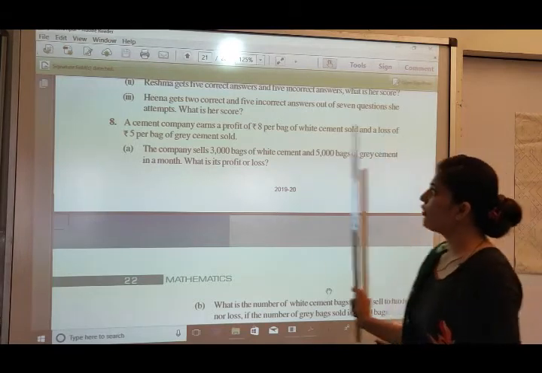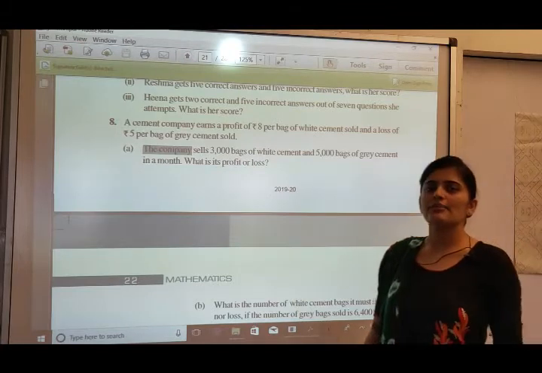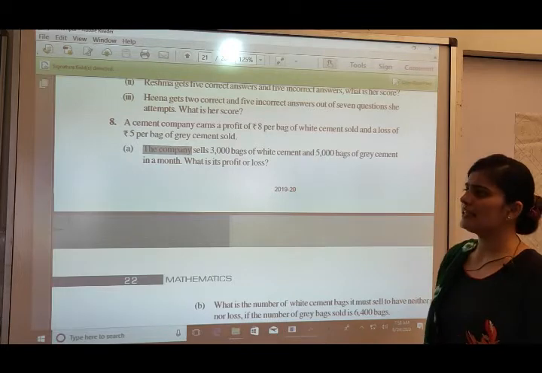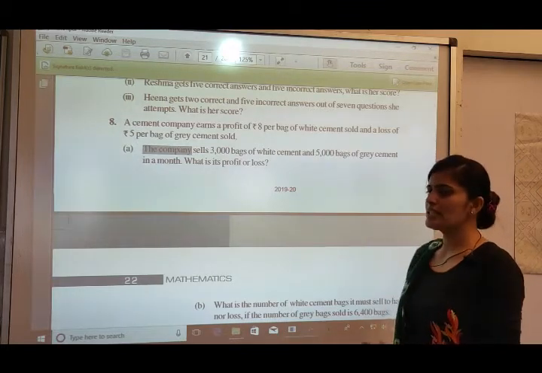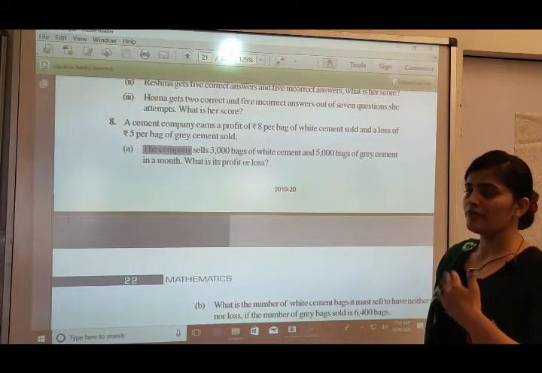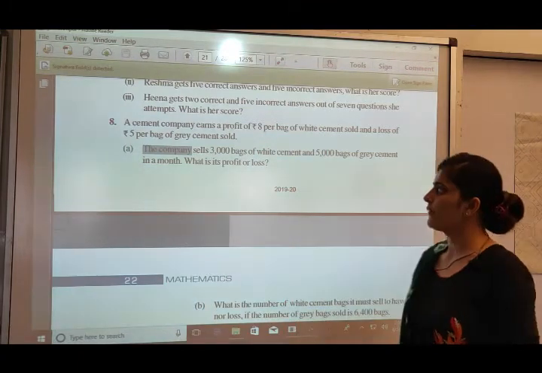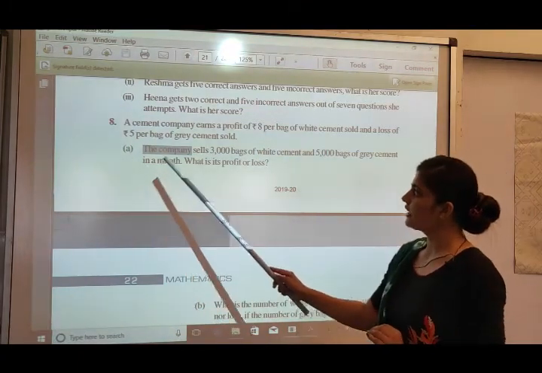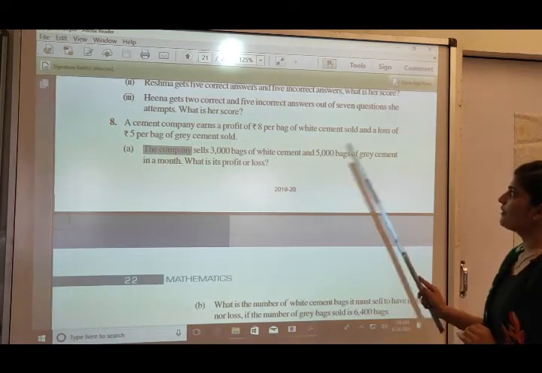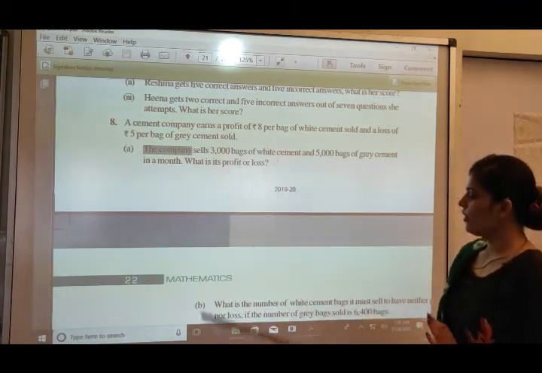And a loss of rupees 5 per bag of grey cement sold. Now another bag is of grey color. Whenever they are selling a grey color bag, they have a loss. Loss means they are getting in a negative way, that much will be minus from the money. So here it will be minus rupees 5. Now first question A: the company sells 3000 bags of white cement and 5000 bags of grey cement in a month. What is its profit or loss?